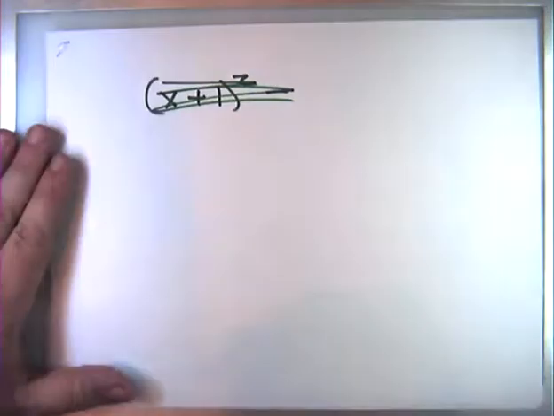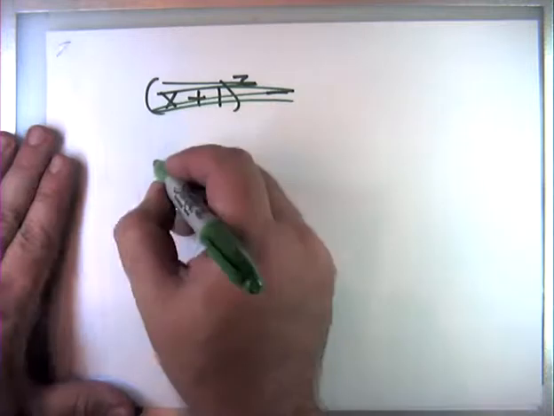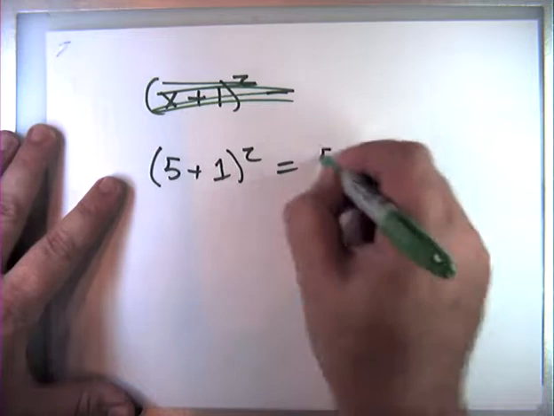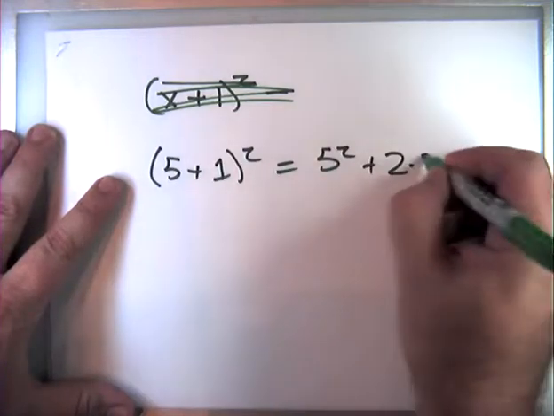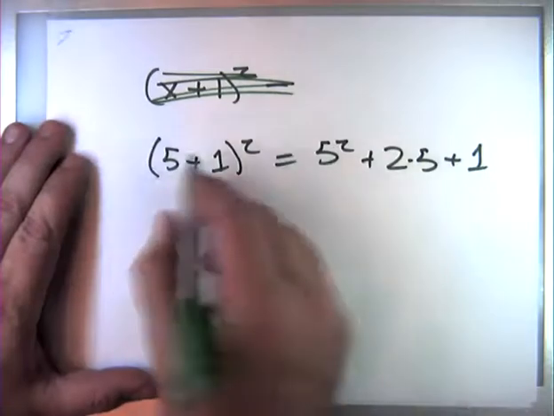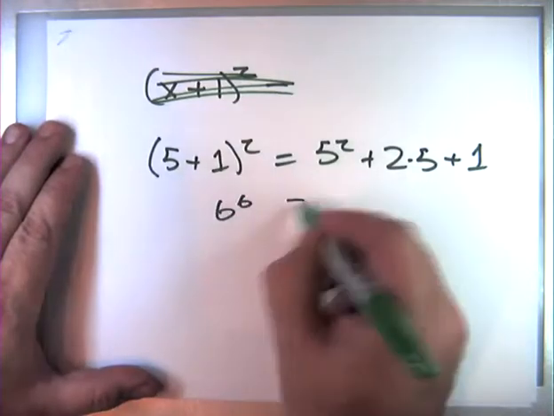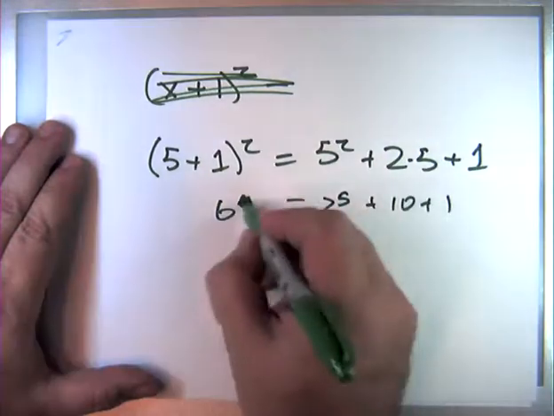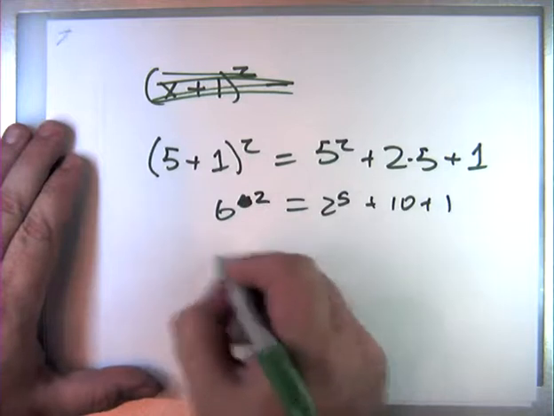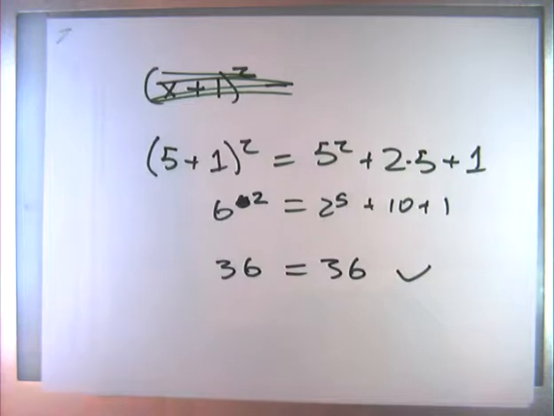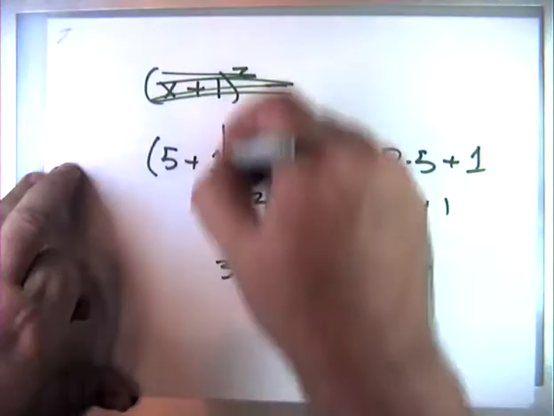Let's see. So, I could do something like, I want to prove that (5 plus 1) squared is equal to 5 squared plus 2 times 5 plus 1. Right? And so, well, this is equal to 6, so I get 6 squared, and this is equal to 25 plus 10 plus 1. And, well, this is 36, and this is 36, and so I'm done. And so when I say U-shaped proof, what I mean is the actual logical flow of the proof is like this.